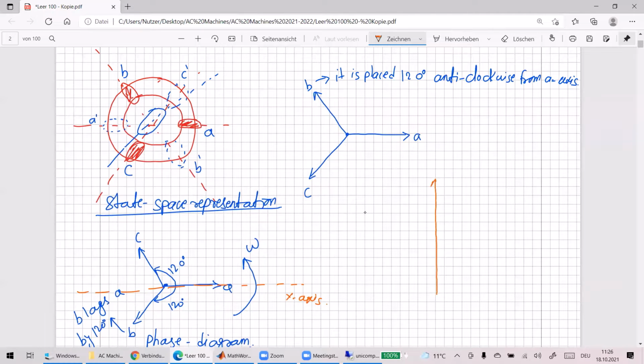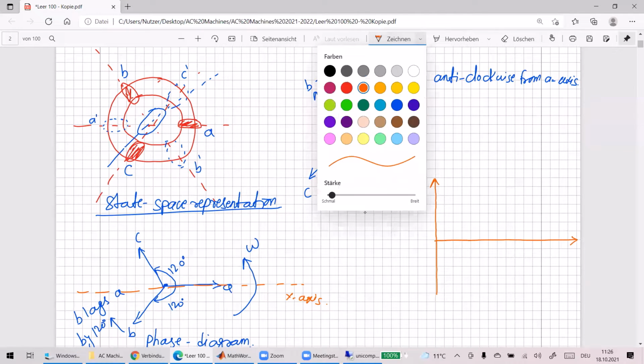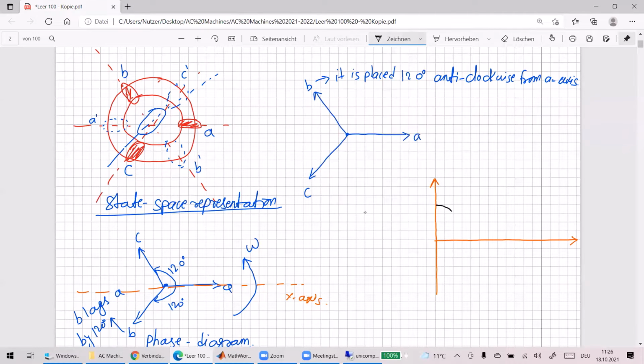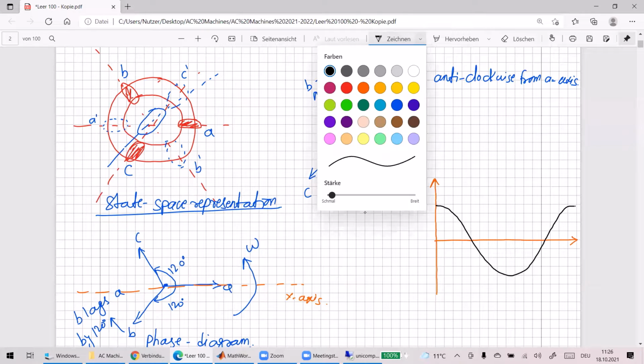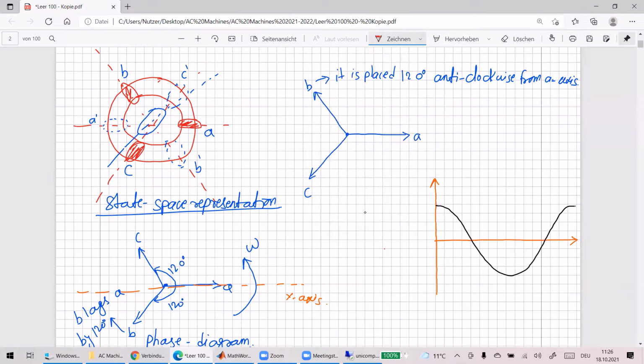So let's do the waveform. I'll use different colors for that. Let's say black is the first phase. And then we have red as the second phase. So this is our 90-degree, and so probably here we will have the other. I'll just draw it roughly.